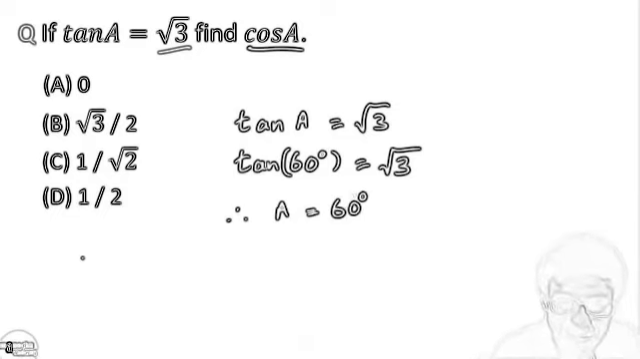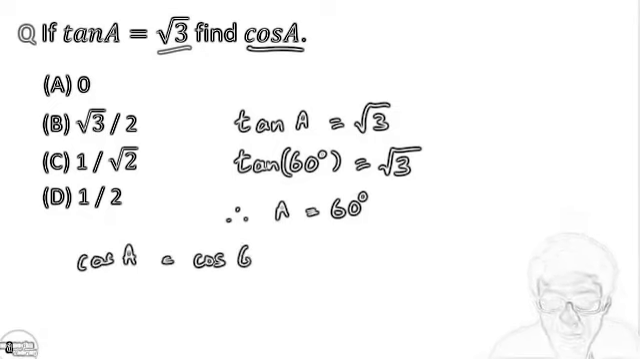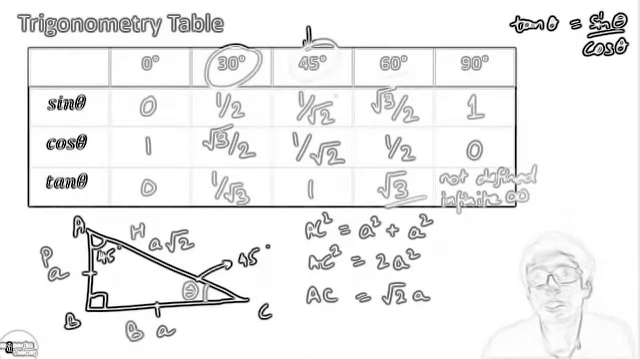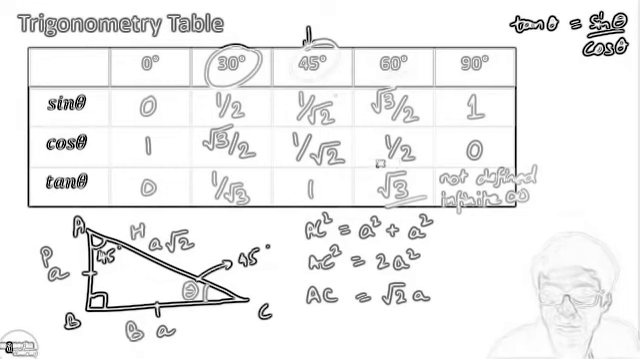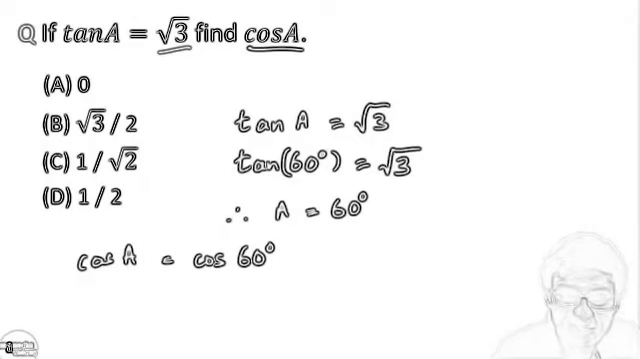Now finding cos A is really easy, because cos A means we need to find cos of 60 degree. And again, we can use our standard table. So if you take a look, what is the value of cos 60? You just need to look at 60 degree and the cos row here, it's going to be half. So that's as easy as that.